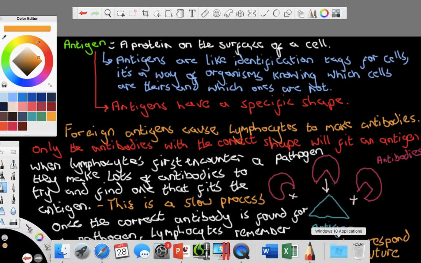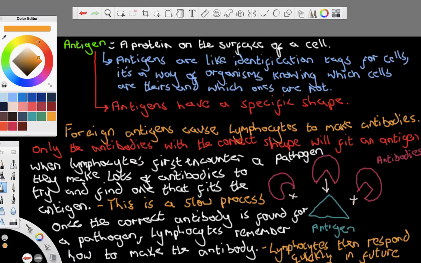So what we've said so far is that an antigen is a protein on the surface of a cell. Antigens are like identification tags for cells. It's a way of organisms knowing which cells are theirs and which ones are not. Antigens have a specific shape. Foreign antigens cause lymphocytes to make antibodies, but only the antibody with the correct shape will fit an antigen. So if we've got this triangular antigen here, your lymphocytes will make different shape antibodies until it finds one that fits, like this one, which can then destroy the pathogen. When lymphocytes first encounter a pathogen, they make lots of antibodies to try and find one that fits. This is a slow process. Once they find one that fits, they remember how to make that antibody, so if in the future you get this antigen again, you can make the antibody quickly and you don't feel ill.